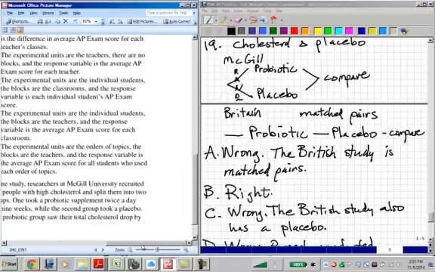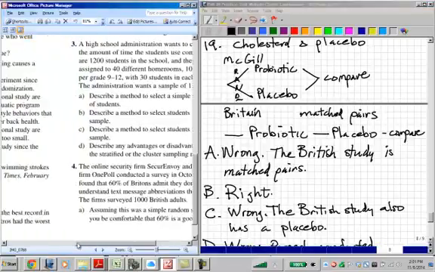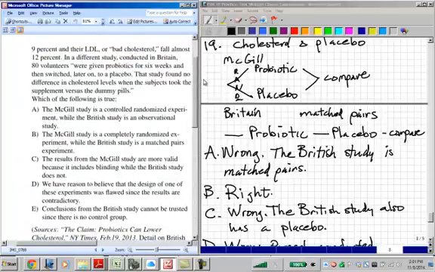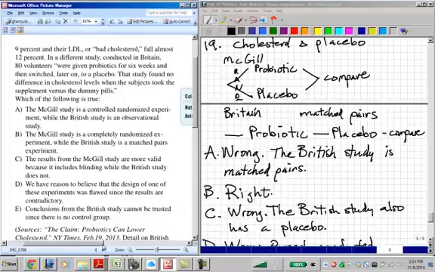I think now we're on the next page. All right, so which of the following is true? The McGill study is a controlled randomized experiment. That's true. While the British study is an observational study. That's false. The British study is an experiment. It's matched pairs. B, the McGill study is a completely randomized experiment, while the British study is matched pairs.